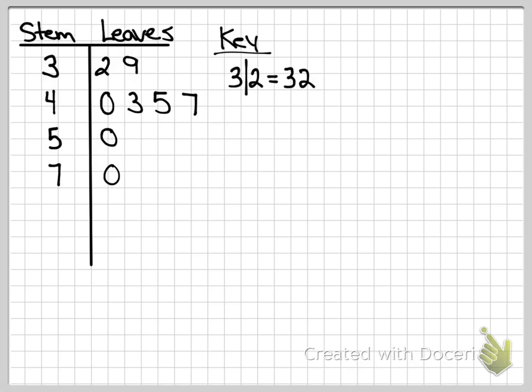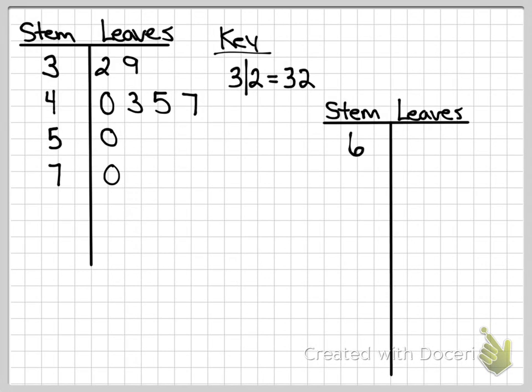I want you to do your turn now, number 1 on the bottom of page 117. All right, so our smallest number we said is 67. So 6 is my stem, 7 is my leaf. Any other numbers in the 60s? 69. So you got a 9.